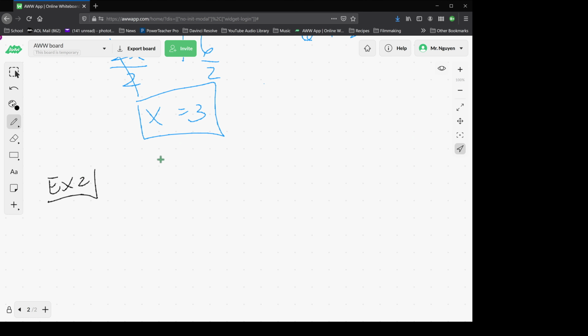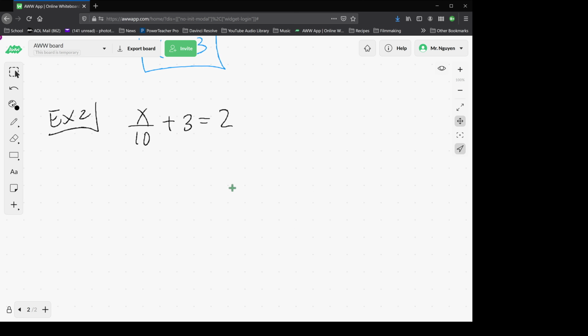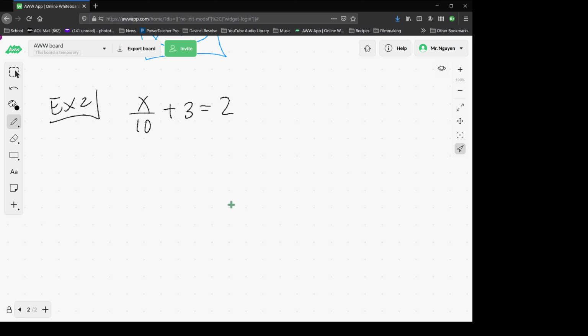Example 2. Okay, let's do this: x over 10 plus 3 is equal to 2. Now this is a little bit different, but still the same principles apply. Just because there's a fraction there suddenly, you guys shouldn't really freak out. But it works the same way. So I'm going to use purple this time because why not?